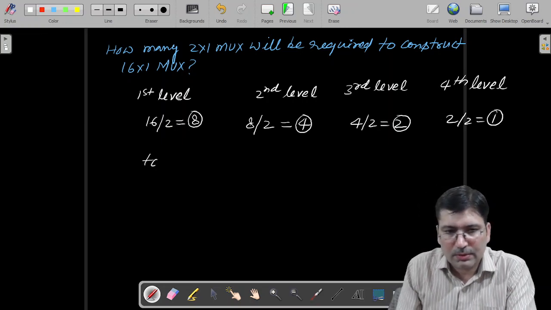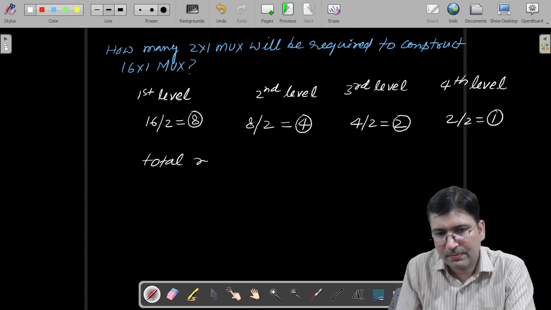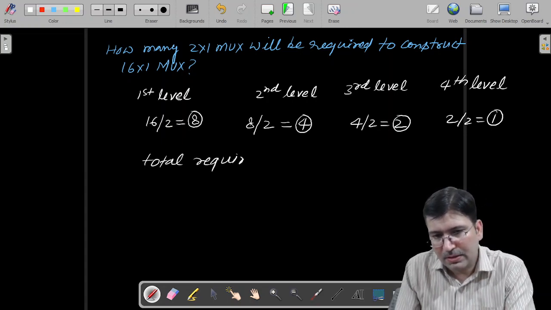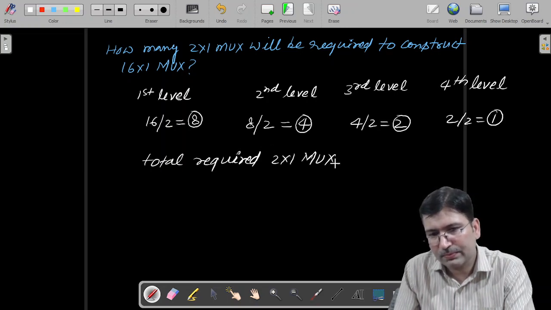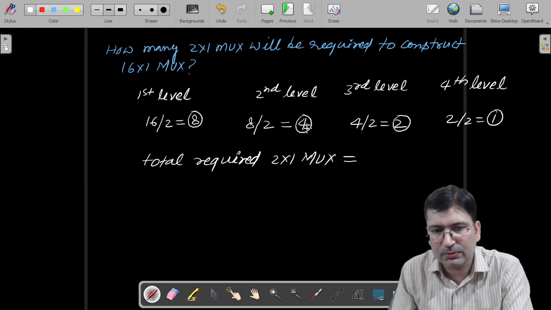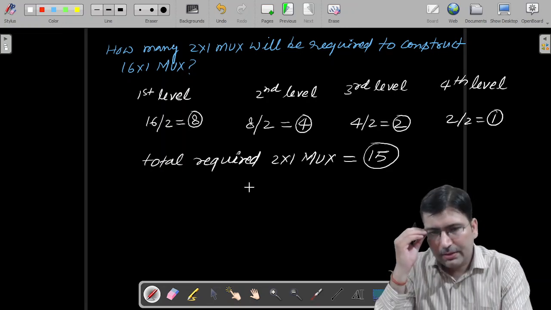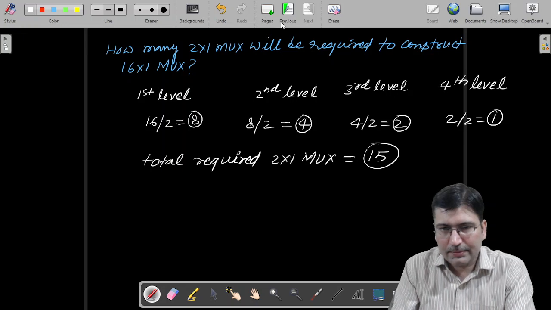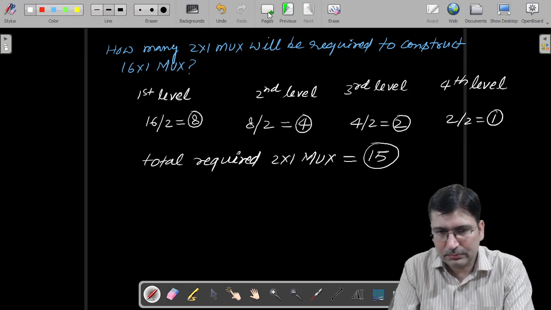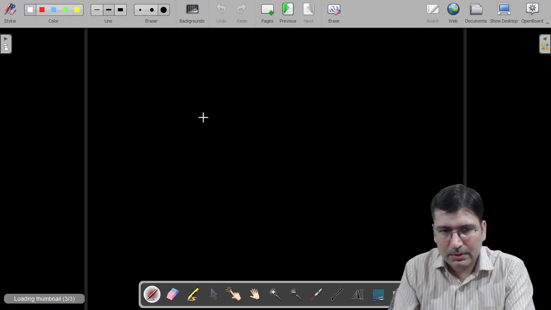So the total required 2x1 MUX is equal to 8 plus 4, 12, plus 2, 14, plus 1, 15. I hope it is clear, right? So let's discuss another problem on the same concept.